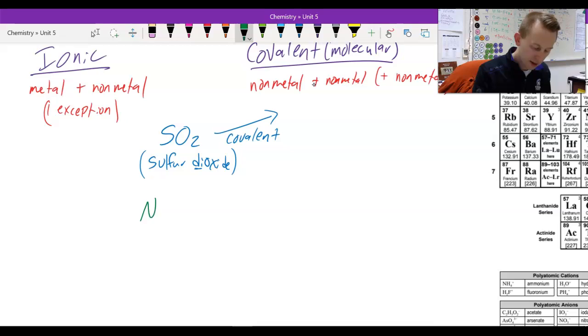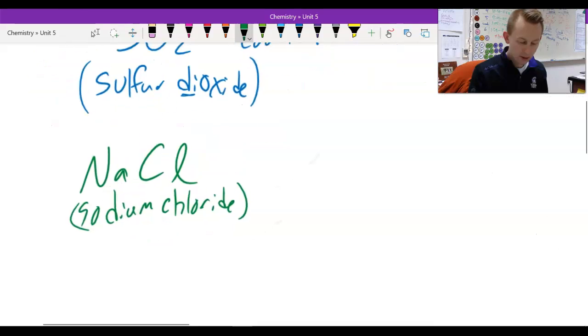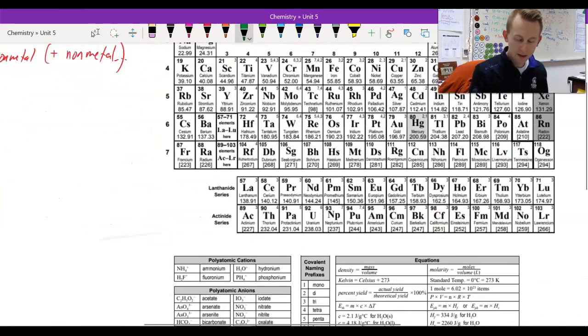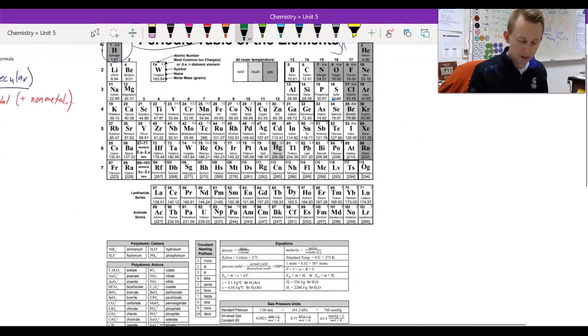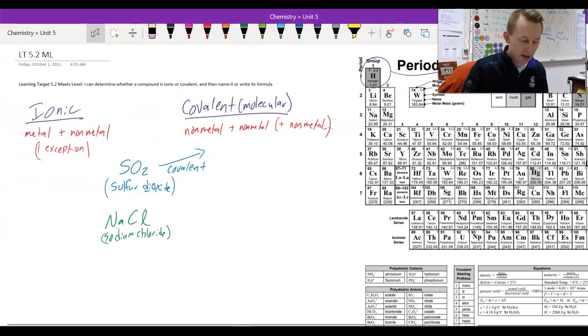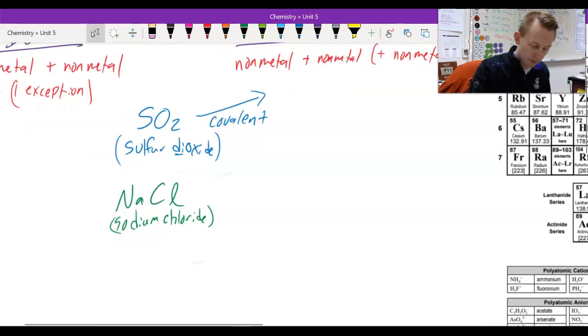Then we've got NaCl, or sodium chloride. Sodium and chlorine together are here. I've got a metal and a nonmetal, so that tells me that this is an ionic compound.